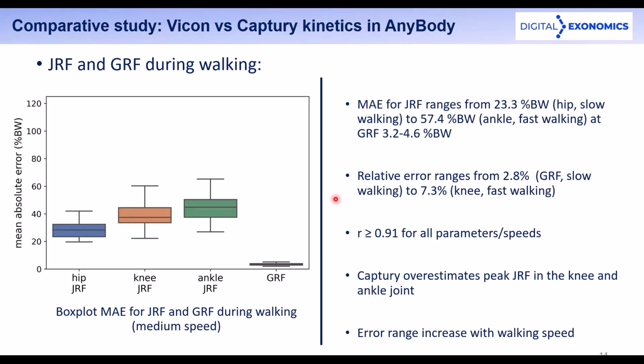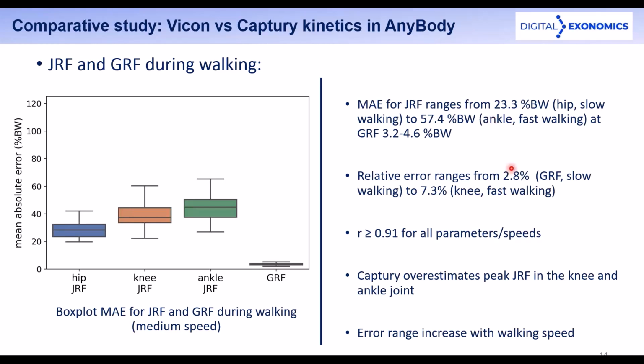And if we look at the joint reaction forces and ground reaction forces during walking, then again here, lowest error in joint reaction force for the hip. Slow walking again, and the highest error is again observed during fast walking, this time at the ankle joint. So we have a similar picture as with the joint angles, where the faster the walking movement is performed, the higher the error we see.